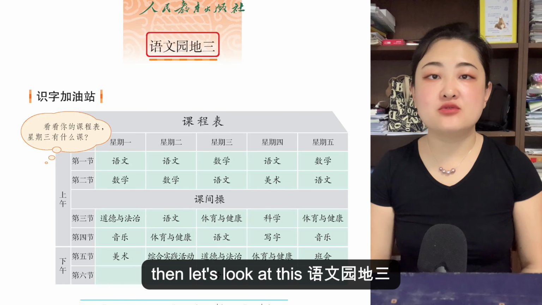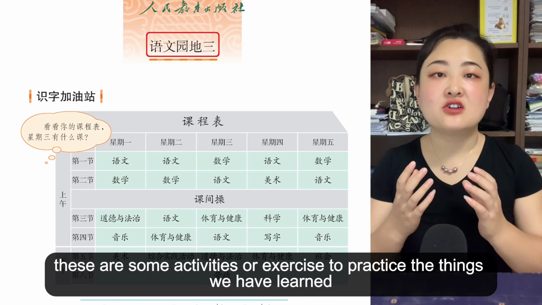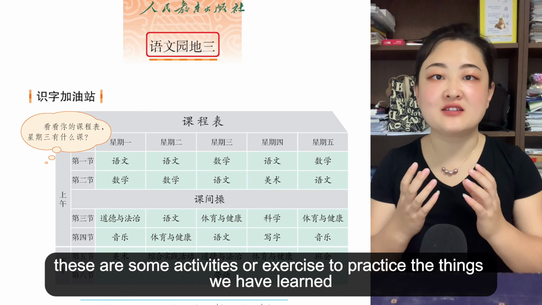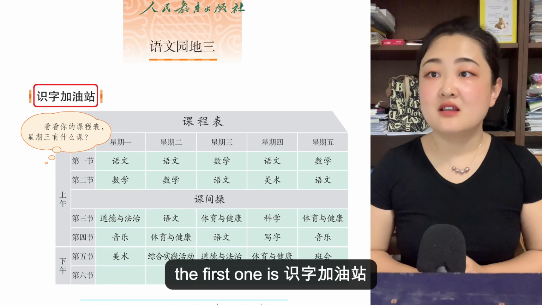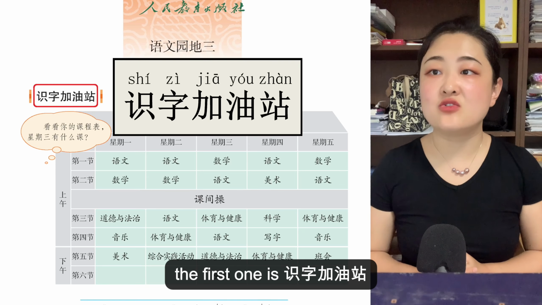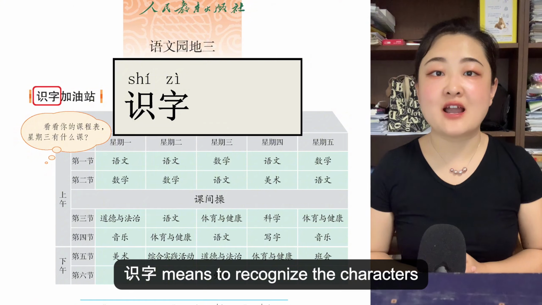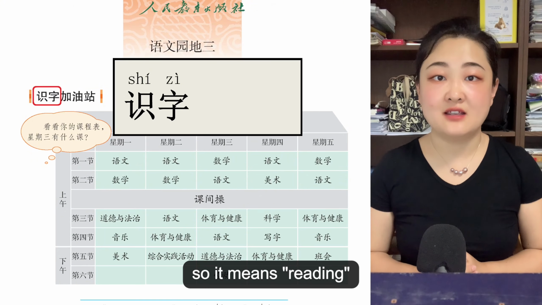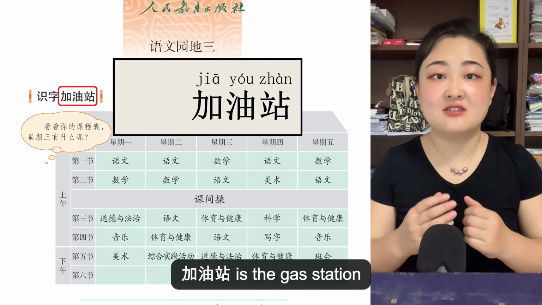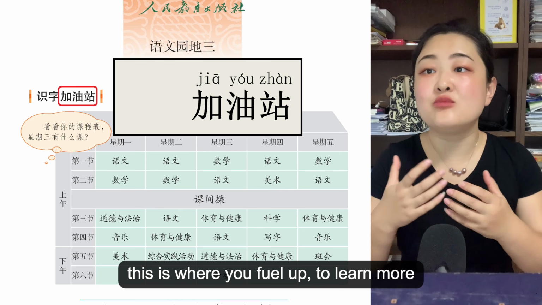Then let's look at this 语文园地三. These are some activities or exercises to practice the things we have learned. The first one is 识字加油站. 识字 means to recognize the characters, so it means reading. 加油站 is the gas station. This is where you fuel up to learn more.